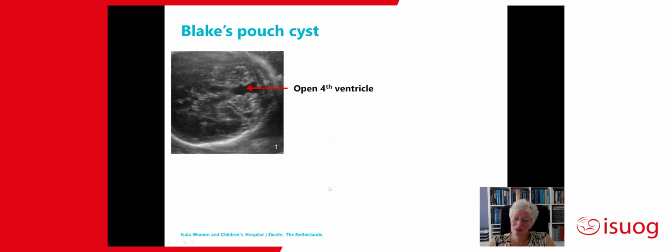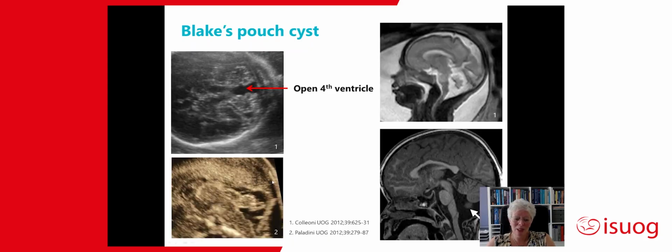So what does this look like on ultrasound? Here we have in the axial plane an open fourth ventricle, and then we take a look again at the sagittal planes in ultrasound, fetal MRI and postnatal MRI. We can see we have a normal vermis with a normal primary fissure, normal 1 to 2 ratio, but it's upwards rotated, and we have a normal insertion of our tentorium, which we can see over here.